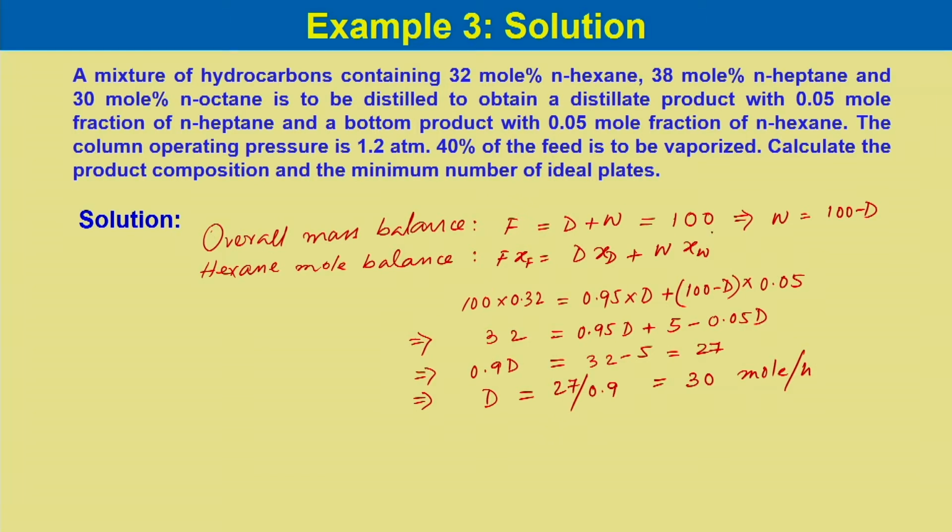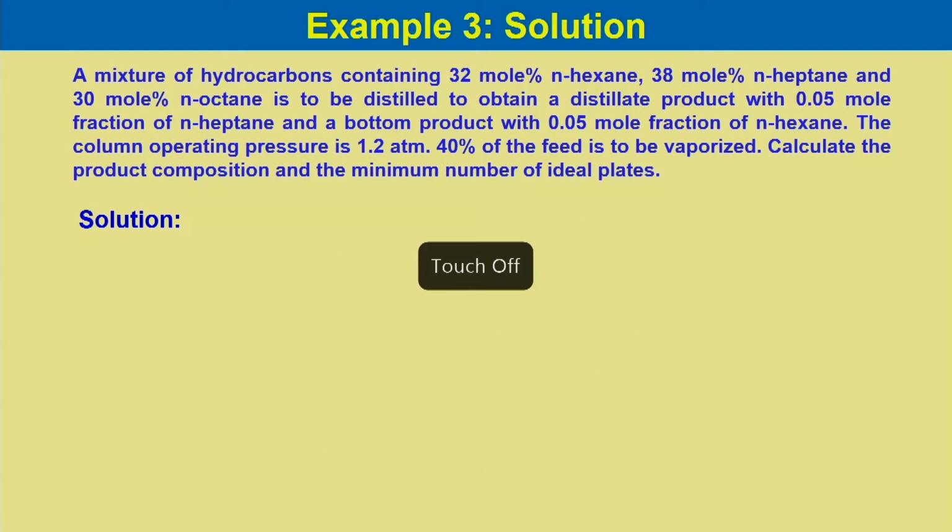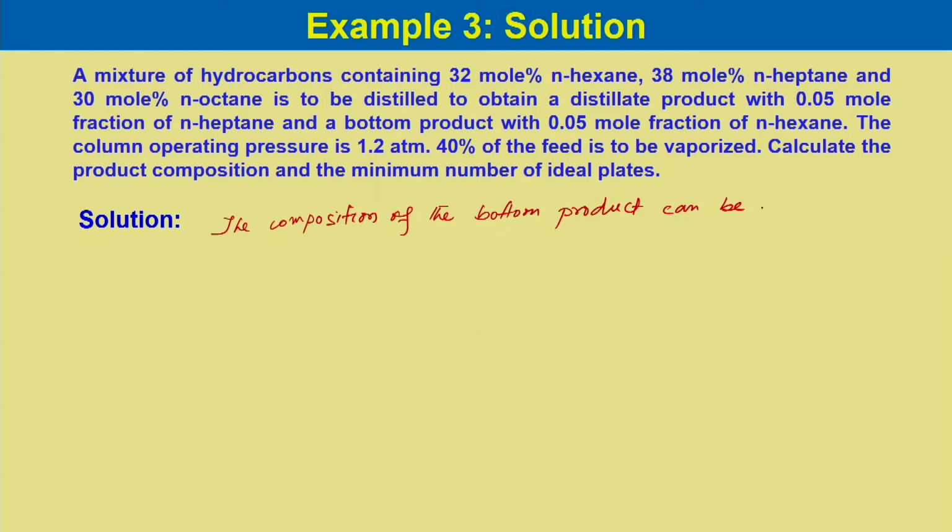Now, from the overall mass balance, we can calculate W would be equal to 100 minus D, which is equal to 100 minus 30, which is equal to 70 mole per hour. Now, the composition of the bottom product can be calculated using the conditions given.